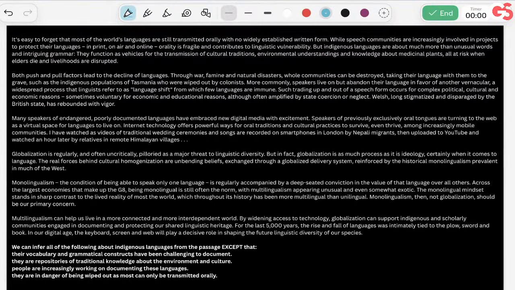लास्ट, we can infer all of the following except, about indigenous languages. पहला, their vocabulary, grammatical constructs have been challenging to document. ये कहीं लिखा ही नहीं है यार, यही लग रहा है मेरे को सही। आगे पढ़ने की जरूरत ही नहीं है, मैं तो आगे ना पढ़ता, पर चलो पढ़ लेते हैं, पर ये एलिमिनेट करने के लिए। They are repositories of traditional knowledge about, ये बोला गया है, बिल्कुल क्लियरली बोला गया है, शुरुआत में बोल दिया गया पहली लाइन में। This cannot be true. People are increasingly working on documenting these languages, yes they are. They in danger of being wiped out, बिल्कुल सही बात है, पहला ही है। दिस वाज एन इजी क्वेश्चन, आई वुड से दिस इज एन इजी पैसेज। व्हाट डू यू गाइस थिंक?